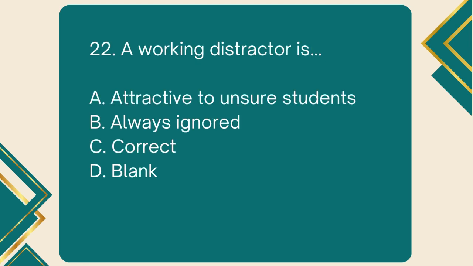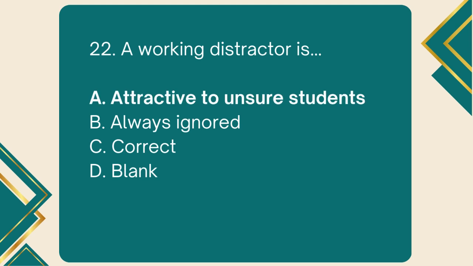Let's proceed to number 22. A working distractor is A. Attractive to unsure students, B. Always ignored, C. Correct, D. Blank. And the correct answer will be A, attractive to unsure students. Unsure students pick good distractors.